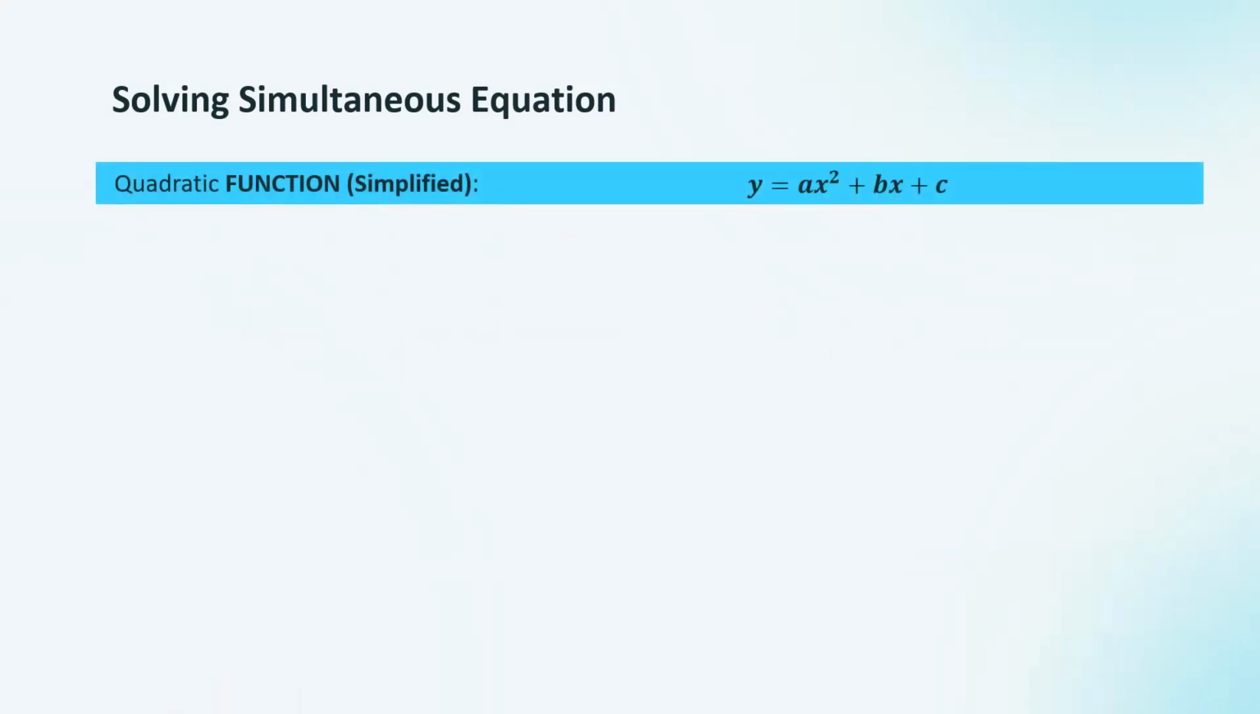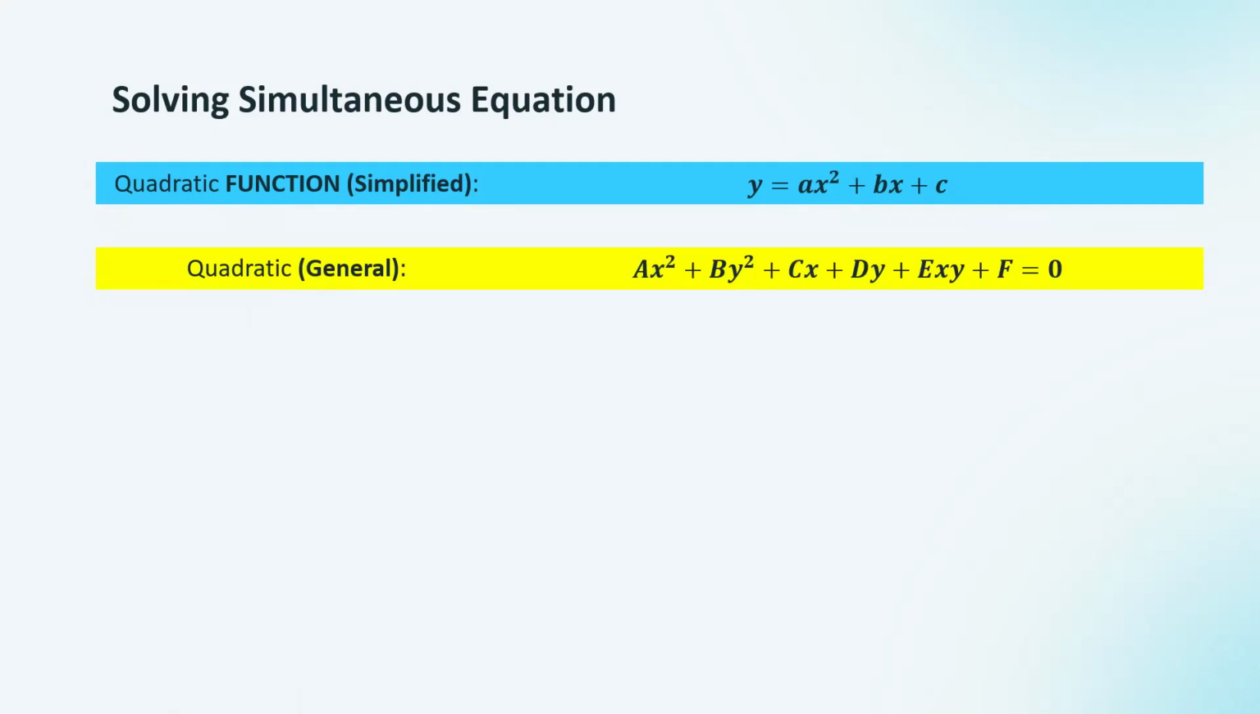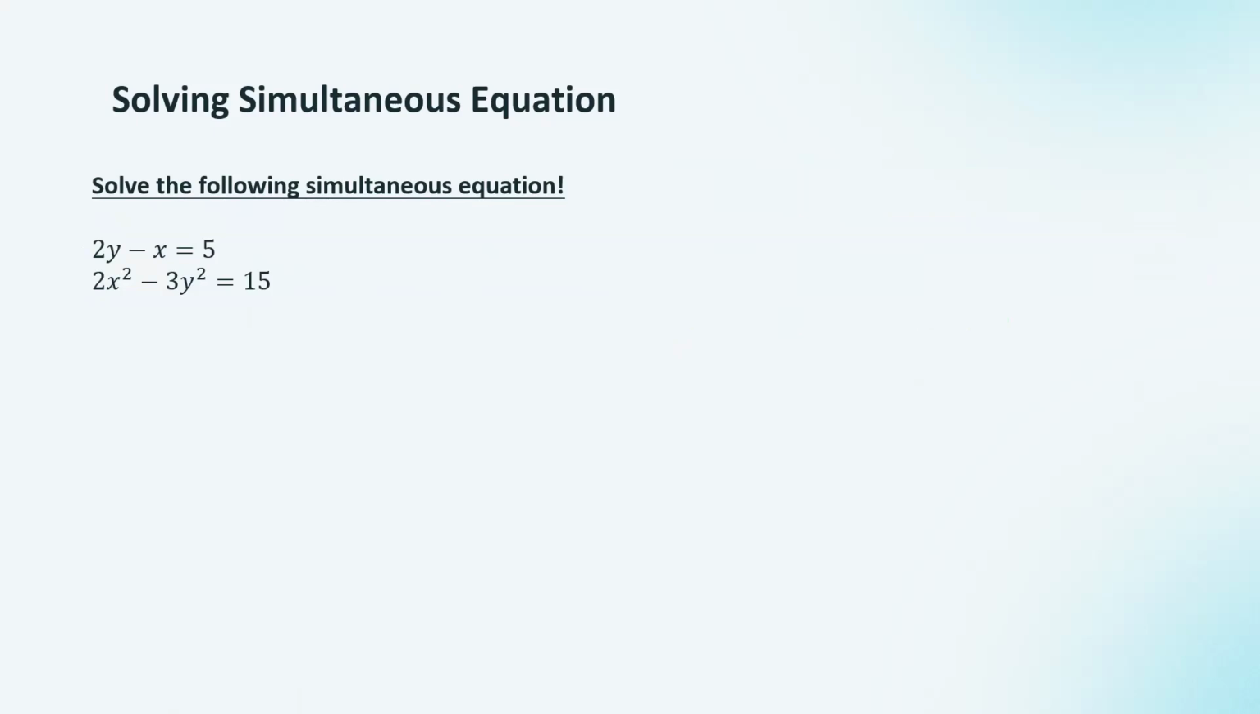Before we begin, we need to see the difference between a simplified quadratic function and a general quadratic equation. It's called an equation because it's equal to a certain value, which in this case is equal to 0. But you don't really need to care too much about the difference, because even if the equation looks a bit complicated, the technique to solve this will still be either substitution or elimination. So let's see the following examples.